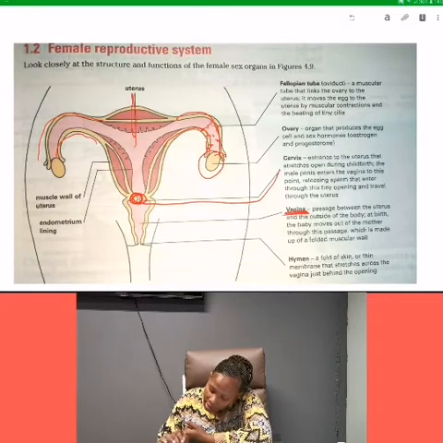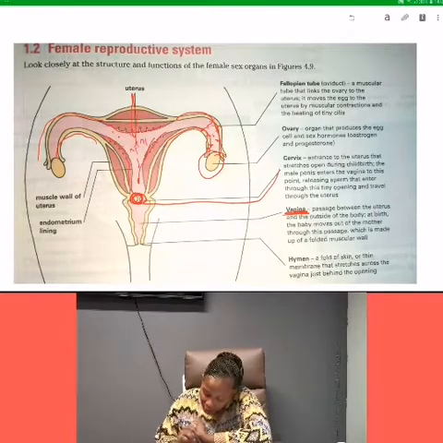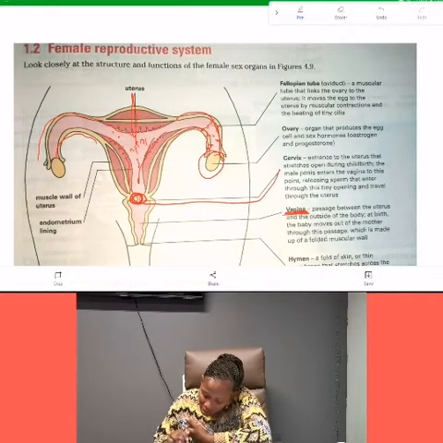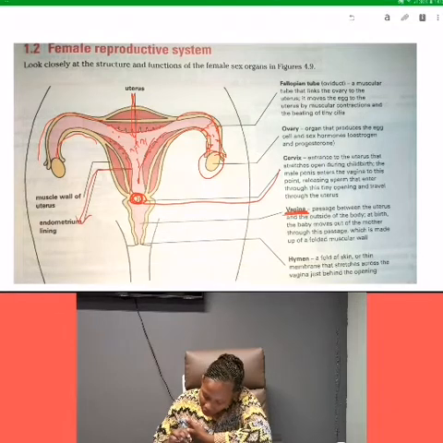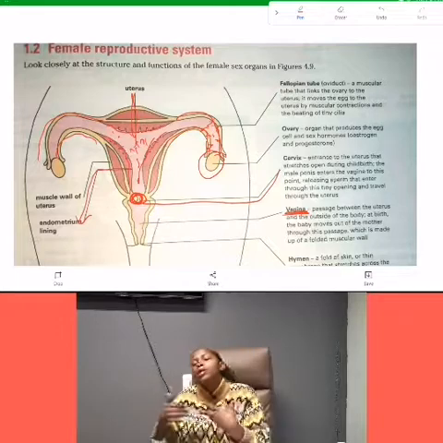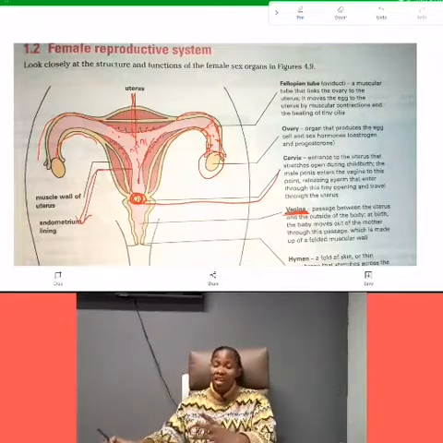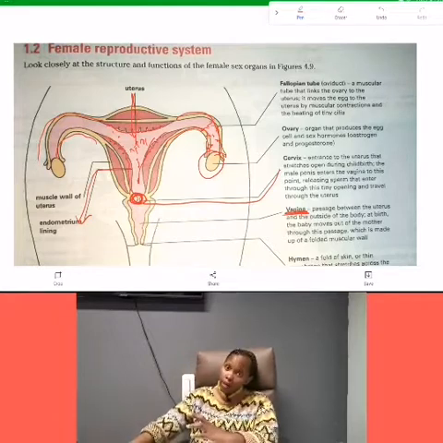We have the uterus. You see the spaces inside here, that is the uterus. Now the uterus has an endometrium lining. The thickness of the endometrium all depends on the type of hormone that is being released at that particular time. We're also going to go further into details about that during our lesson.